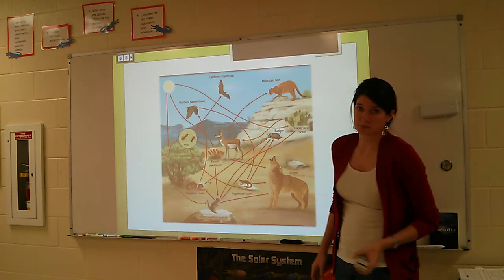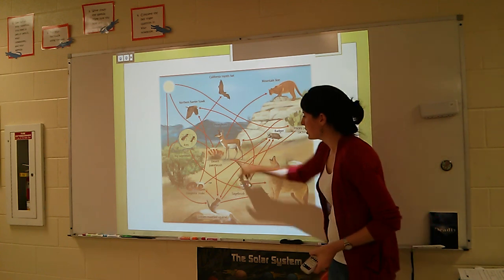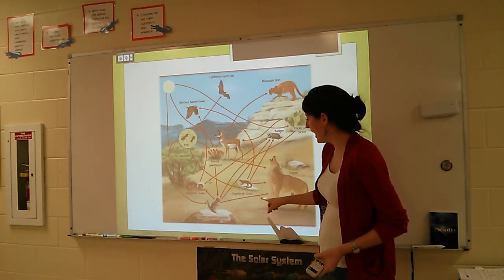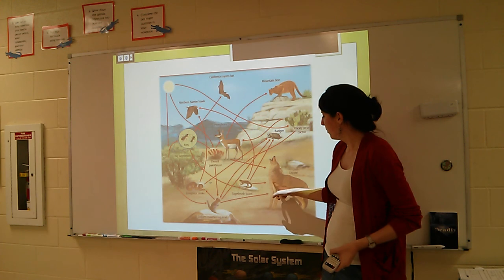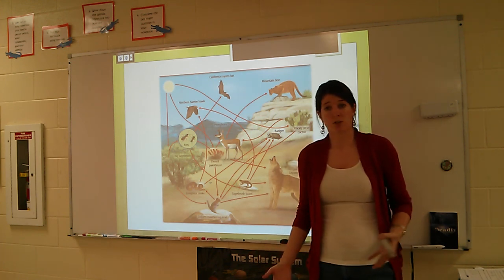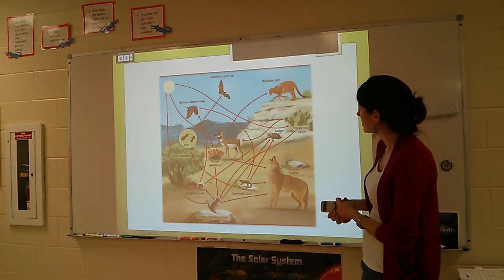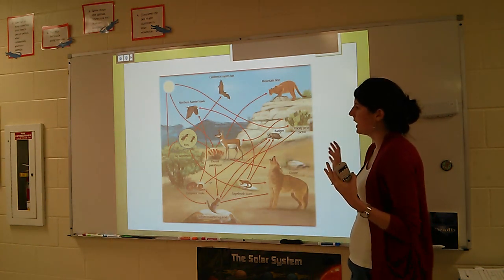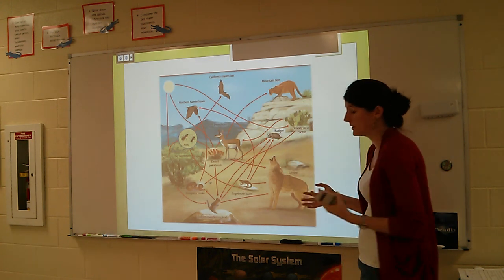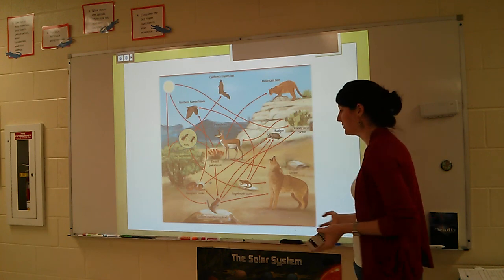If you take a look at this food web, it shows all of the different things that eat each other and get their energy. Each one of these arrows is showing energy moving. So here we have a lizard, and the arrow points to the coyote because the coyote is the one getting the energy. The coyote will eat the lizard, and it gets the energy. If you take a minute to look at where all these arrows eventually stem from, you'll notice that they come from one place in this food web.